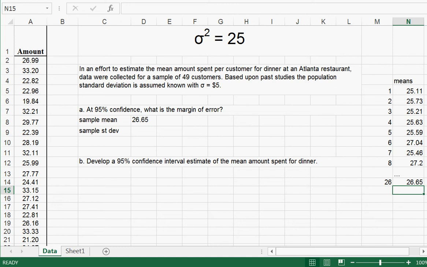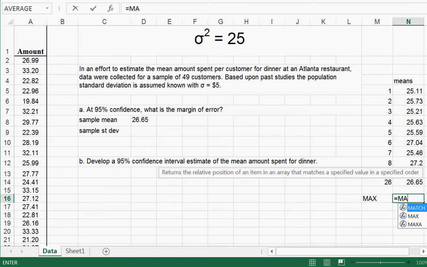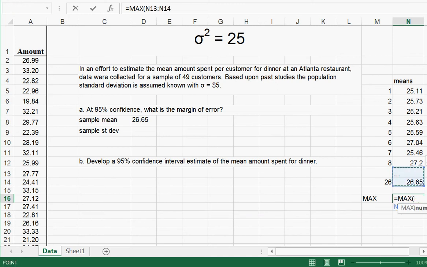Okay, so what are these numbers hovering near? 25. What's the max? 27.04. We'll assume the ones in between are between the min and the max, right? The min. Now, these are the sample means, right? And then how about the mean of the means?